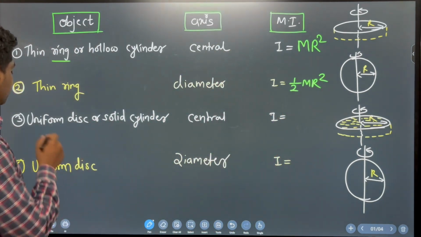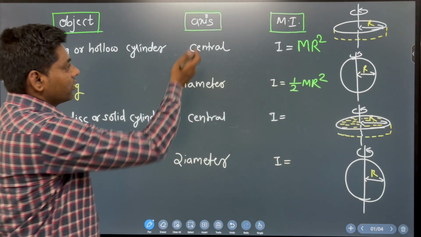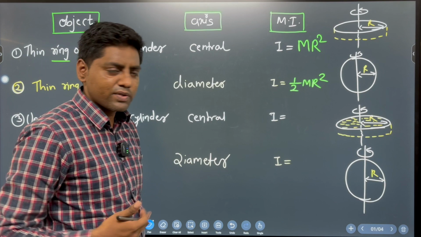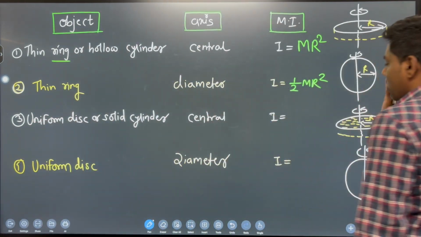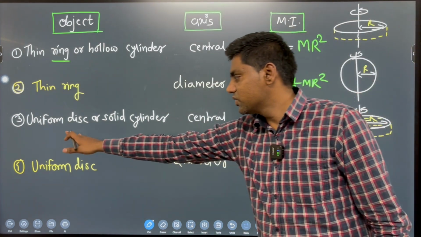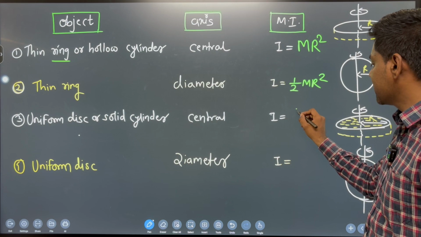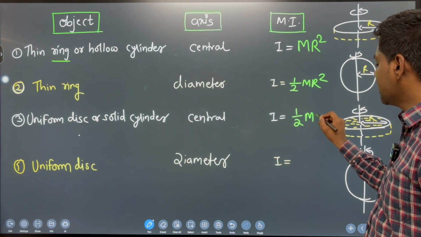Next shape, the moment of inertia for uniform disc or solid cylinder. Now the axis is central, meaning the axis passing through its center about which the object is rotated. Now here we consider the object is uniform disc or solid cylinder. So remember the moment of inertia, that is half MR square.